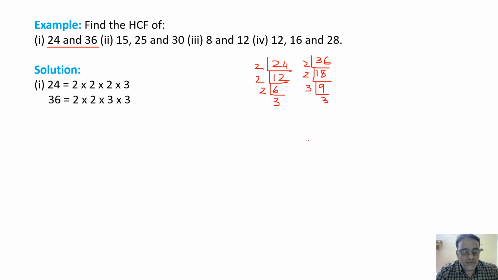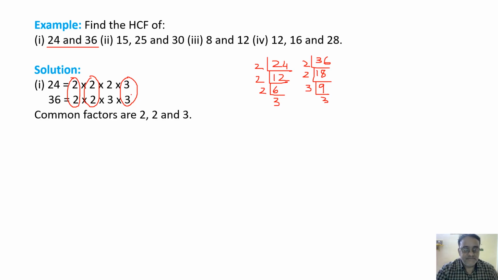Now we have to find out the common factors. What is the first? 3. Okay, fine. I am marking the 3. Any other common factors? Okay, 2. Any other left? Yes, another 2. Right. Now the common factors are 2, 2 and 3. We have to multiply these common factors to get the HCF. So, sir, HCF is 4 into 3. Yes, 2 into 2 into 3 is 4 into 3, final answer is 12.